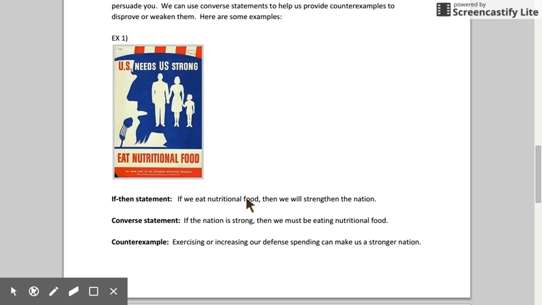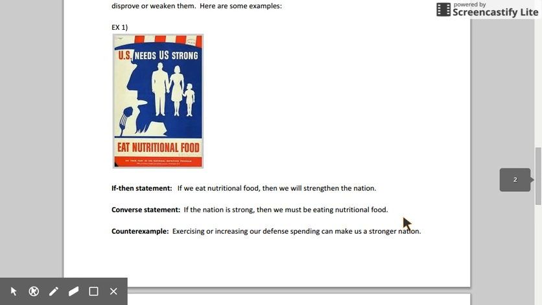If we eat nutritional food, that's the condition or the hypothesis, and the result will be a stronger nation, or the conclusion. So let's swap those two places. We'll get our converse statement, which says if the nation is strong, then we must be eating nutritional food. So is the nation always going to be strong because we eat nutritional food, or is that the only reason? No. Exercising is a way that we can be stronger and be healthier, therefore making the nation stronger.